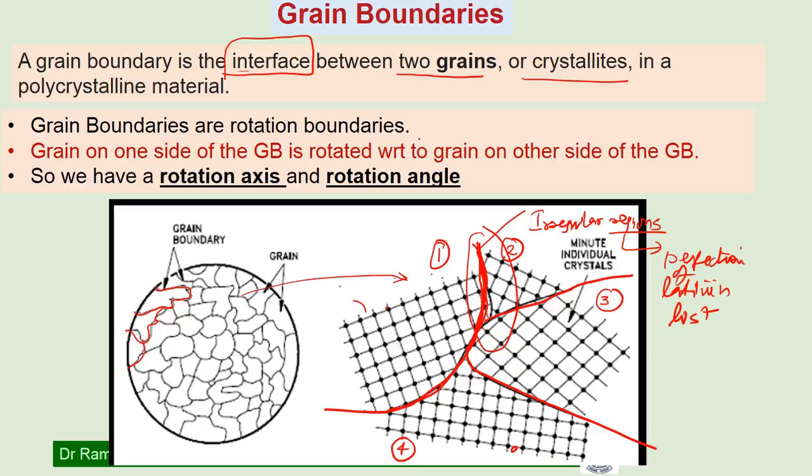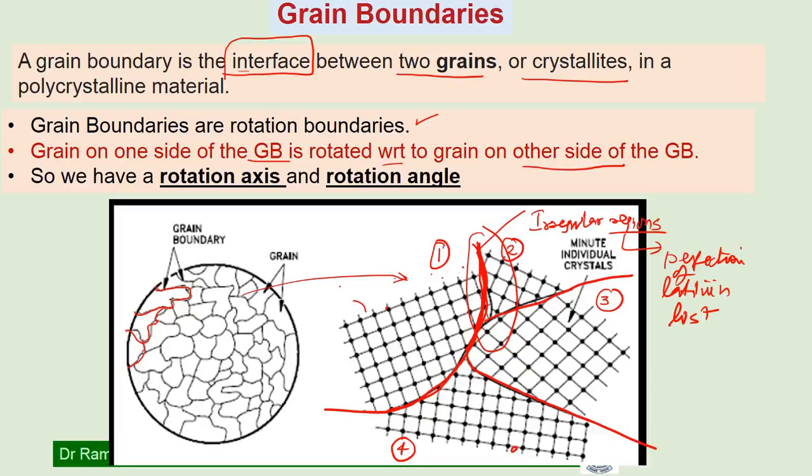And in a two-dimensional scenario, or even in a 3D scenario also, what we observe right now is that a grain boundary can be termed a rotation boundary. I will explain in a minute what the meaning of this term is. The next line explains it. The grain on one side of the grain boundary is rotated with respect to the grain on the other side of the grain boundary. So this is very clear here.